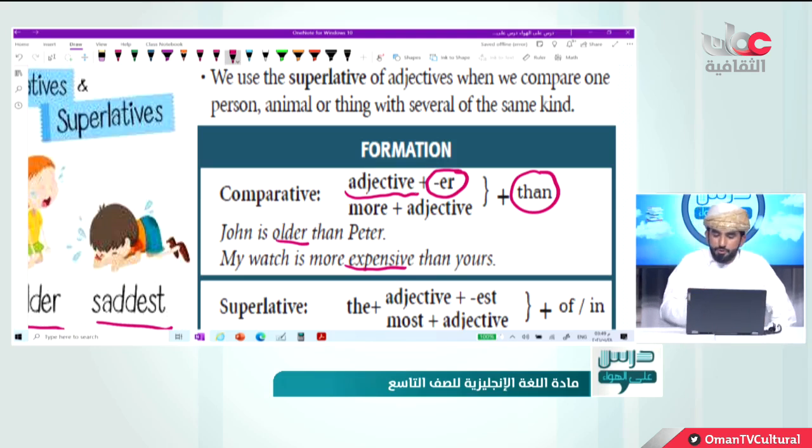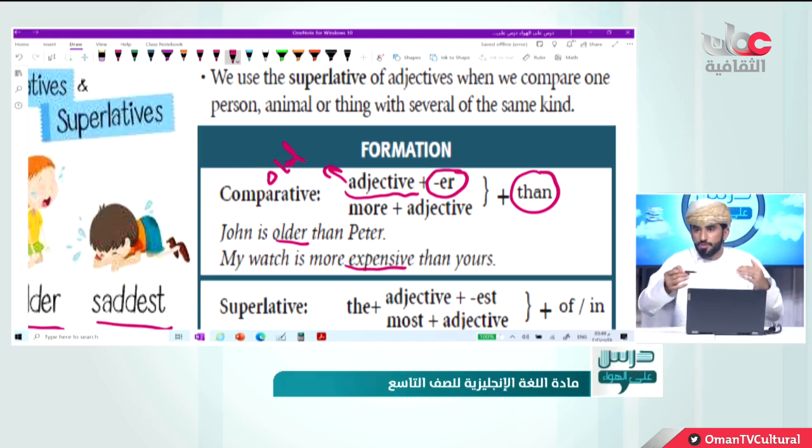If we're talking about, of course, when we say adjective plus ER, we're talking about one syllable. How many syllables? One syllable, like old. Old has only one syllable. It is only a one syllable word. So what do we do? We add ER and then than.